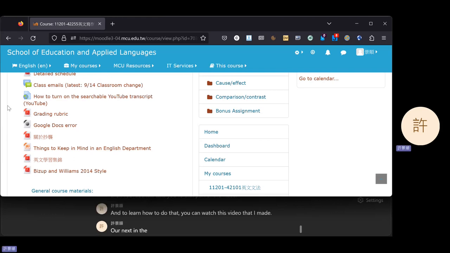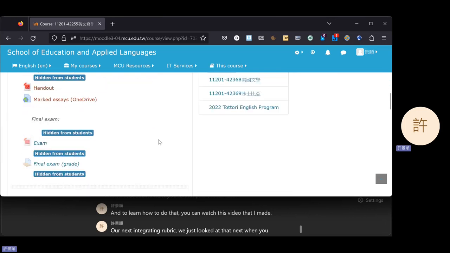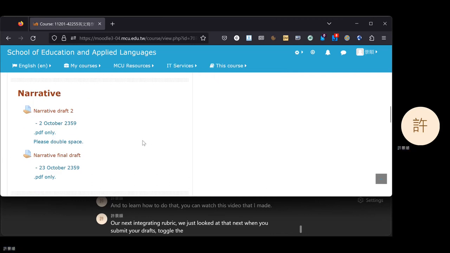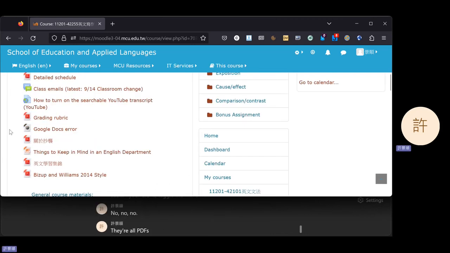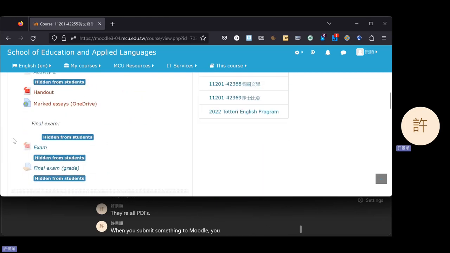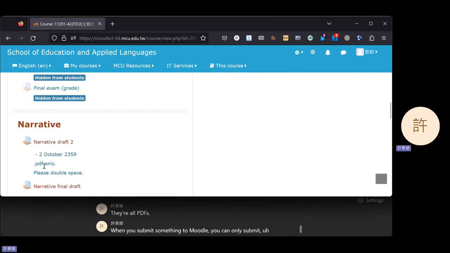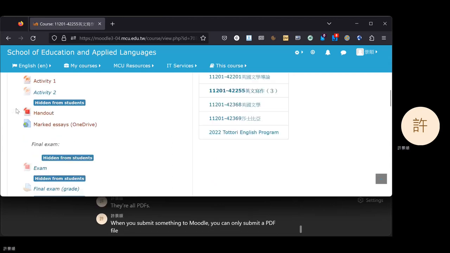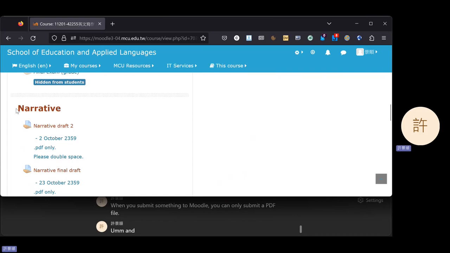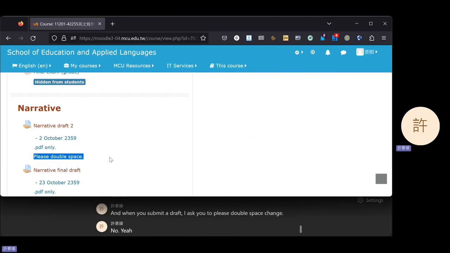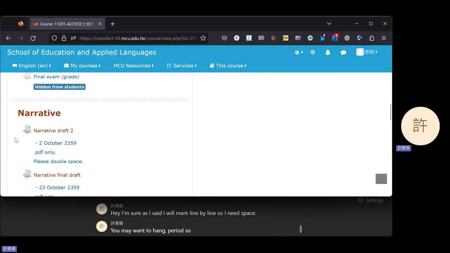Next is the grading rubric. We just looked at that. Next, when you submit your drafts, 草稿的部分, they're all PDFs. When you submit something to Moodle, you can only submit a PDF file. And when you submit a draft, I ask you to please double space, 请用两倍行距. As I said, I will mark line by line, so I need space. 因为我逐行批阅，所以需要给我空间.